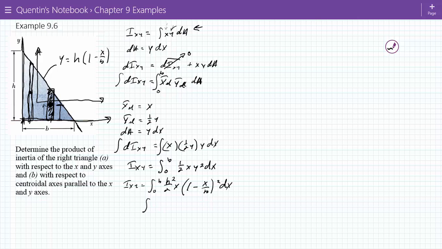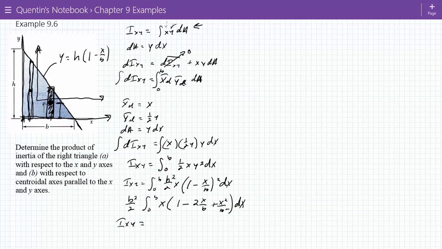You go through and you do your math, 0 to b, so we'll pull out the b squared over 2, and you're going to have x times (1 minus 2x over b plus x squared over b squared), all this times dx. And you end up getting that Ixy is equal to, once you integrate it and then substitute in b's for the x's, 1/24 h squared b squared.